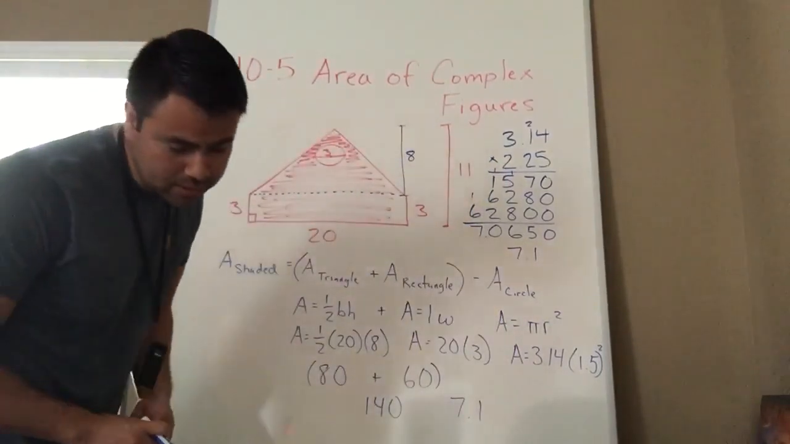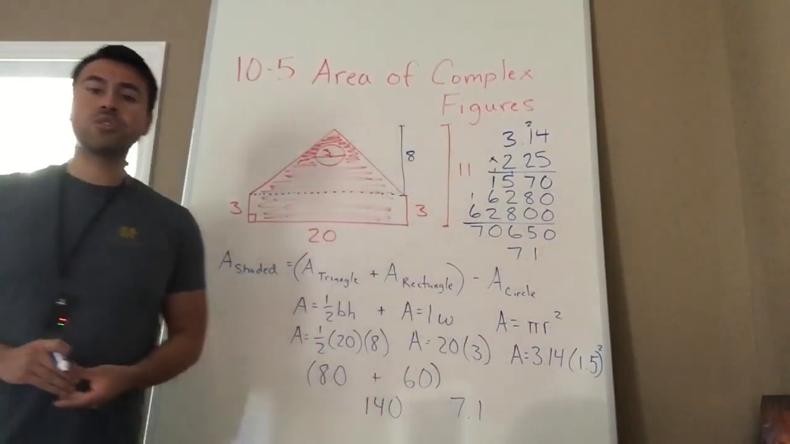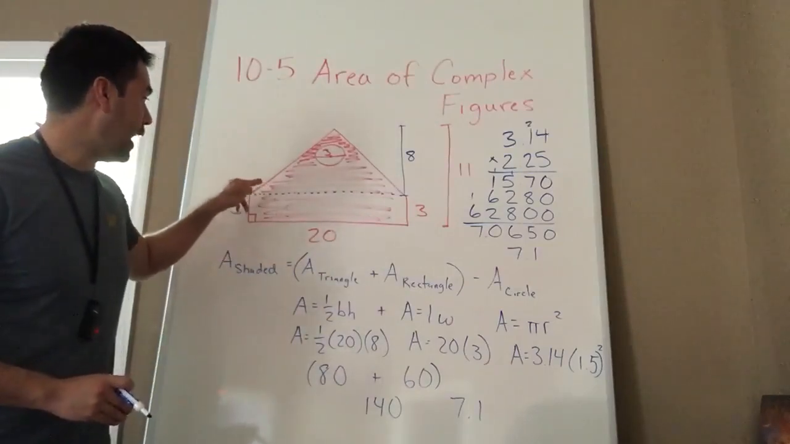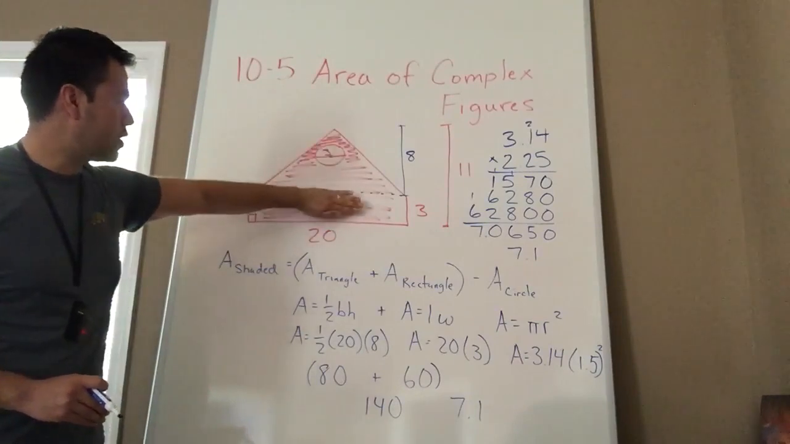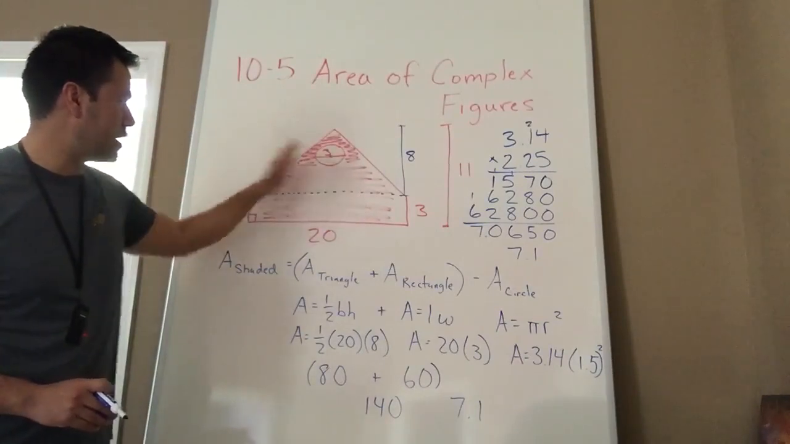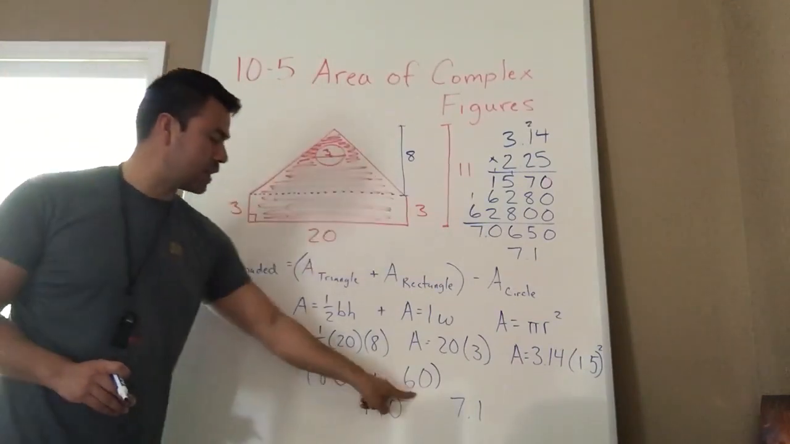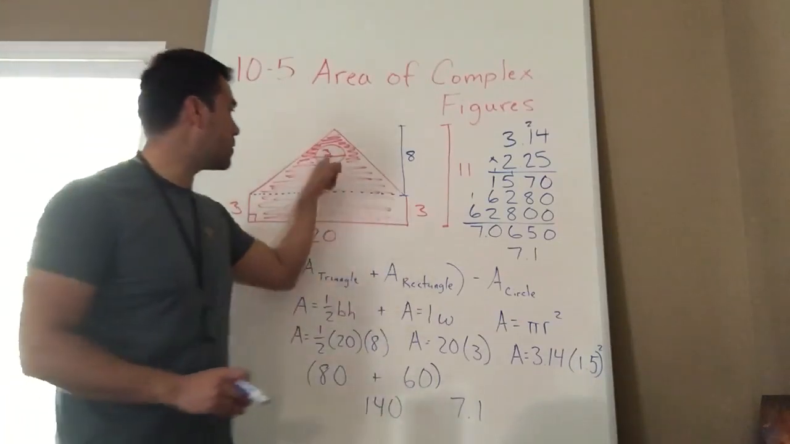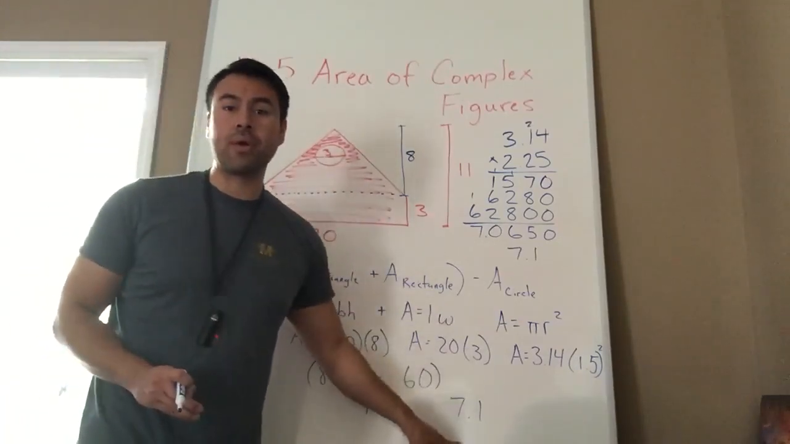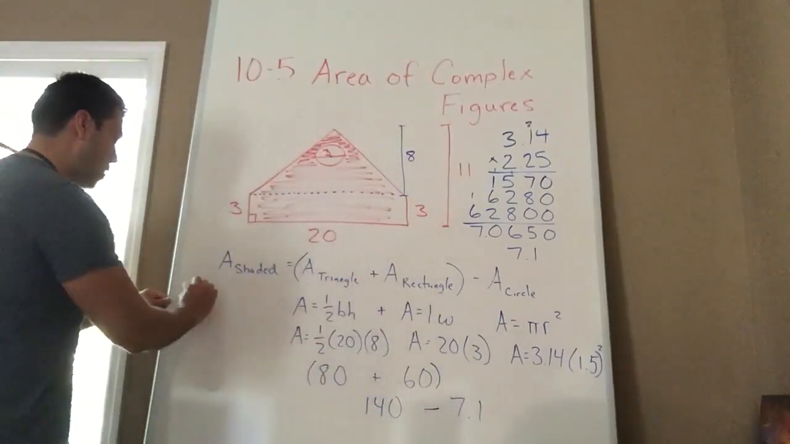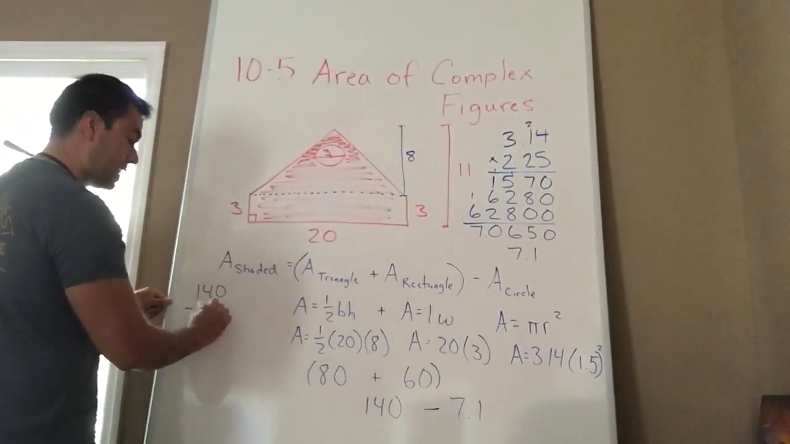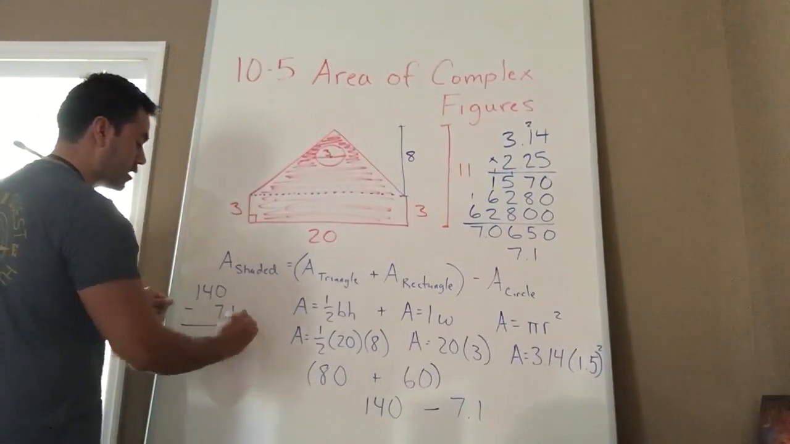So what do we do between those two numbers? Well, remember, the area for this whole shape and the area of this whole shape is what it is all together, so I added those together. But then I have to take the area of the circle, which we got was 7.1, and subtract these two right here. So I'm going to do 140 minus, and be careful how you arrange this, 7.1.